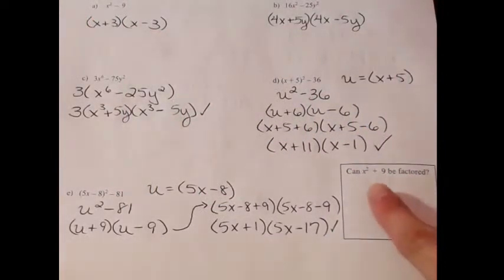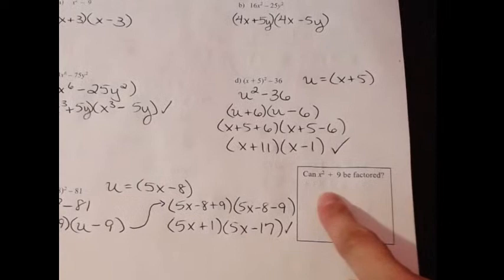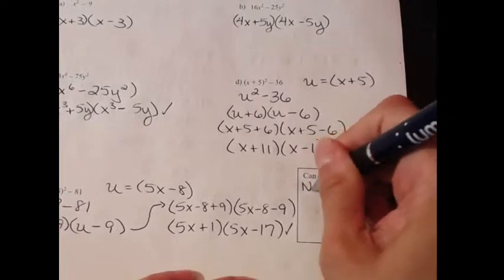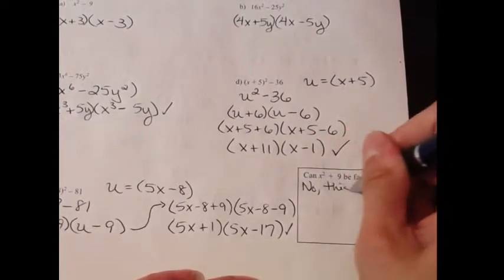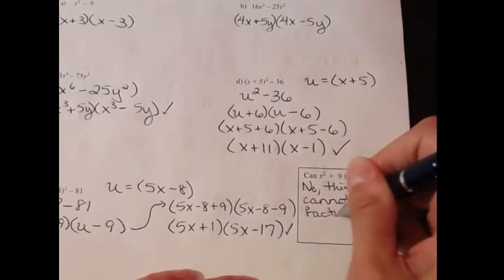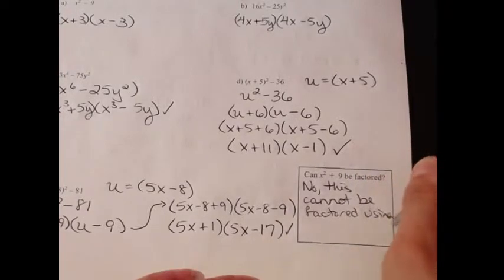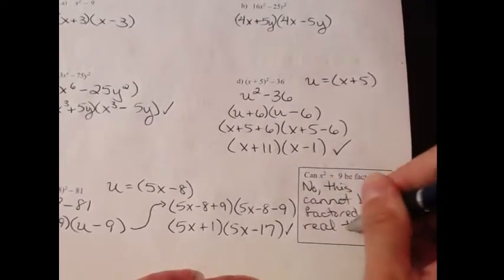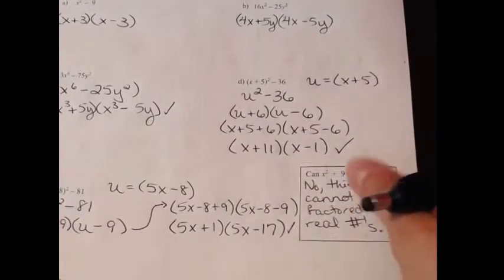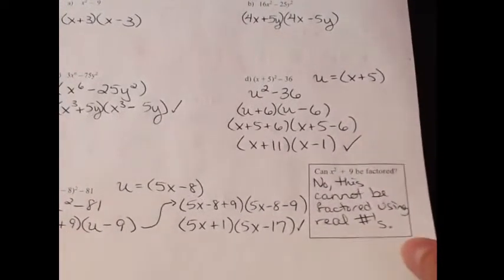I have a note here on the side that says, can x squared plus 9 be factored? And no, this cannot. This is not the difference of two squares. So no, this cannot be factored using real numbers. Just keep that in mind. If you have the sum of two squares, you're not going to actually factor using real numbers. We'll learn more about this later in this exact class, when we talk about complex numbers.